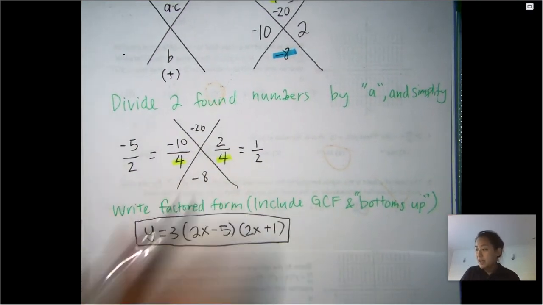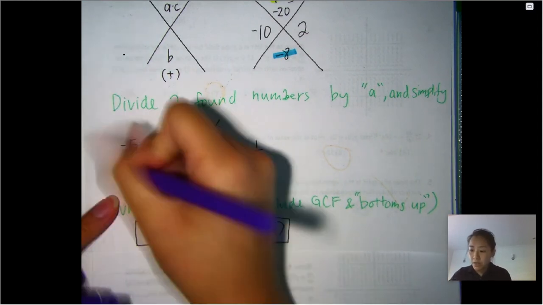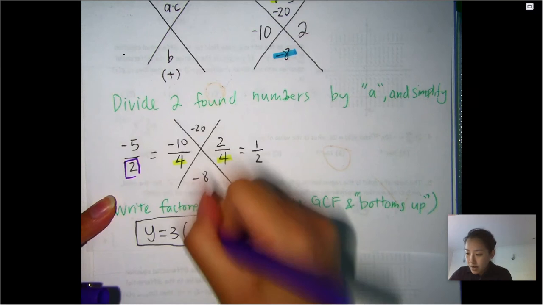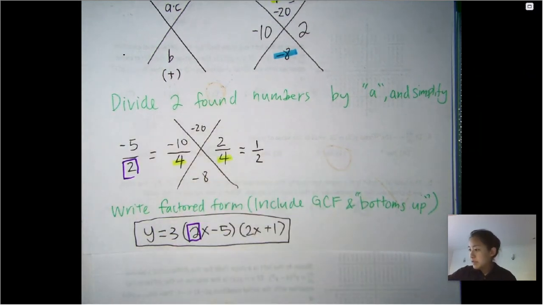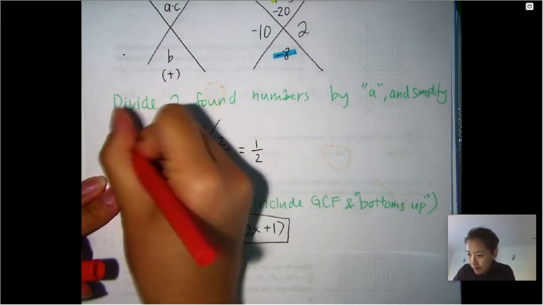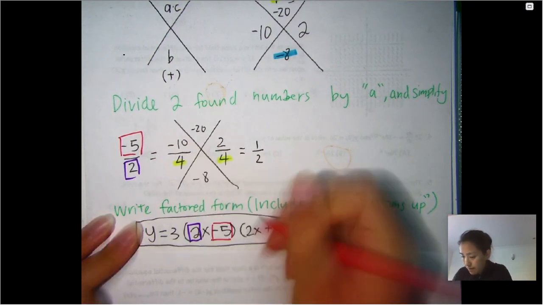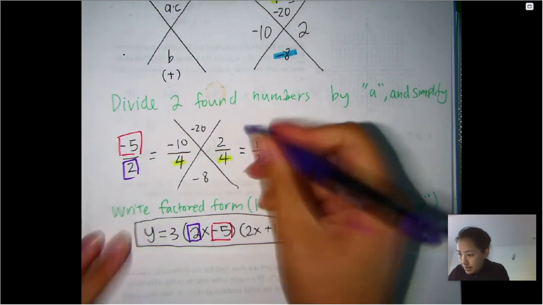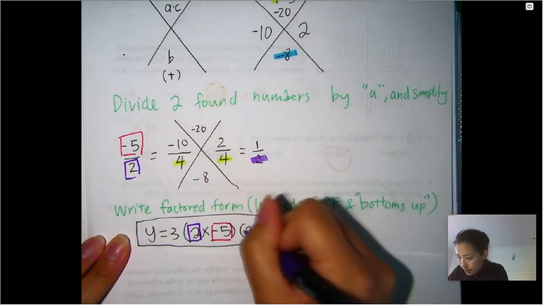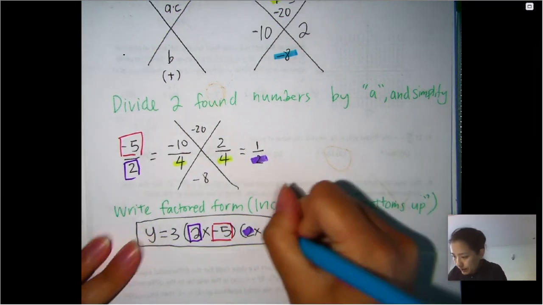I'm just going to go ahead and color a few things real fast just so you guys know where things came from. So this 2 right here made this 2. And this -5 here made this -5 right over here. Okay, and then this 2 right here was bottoms up. And this +1 right here was from here.